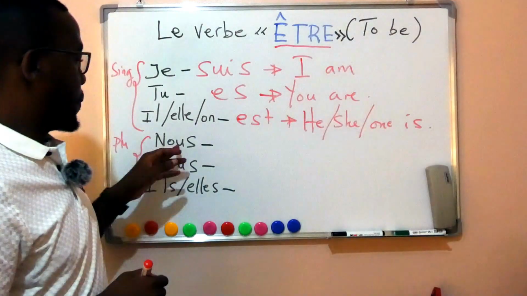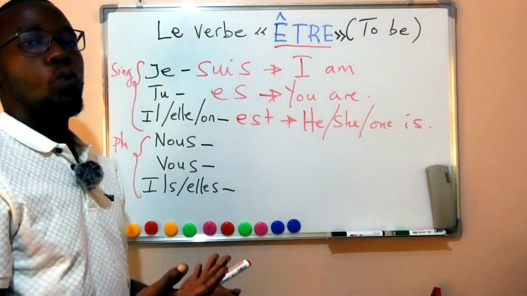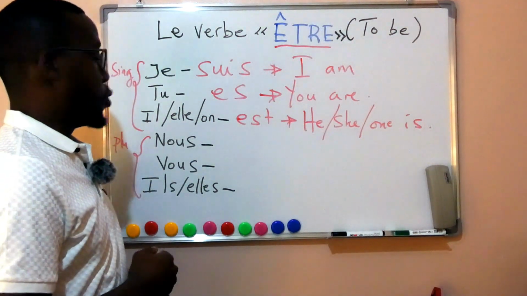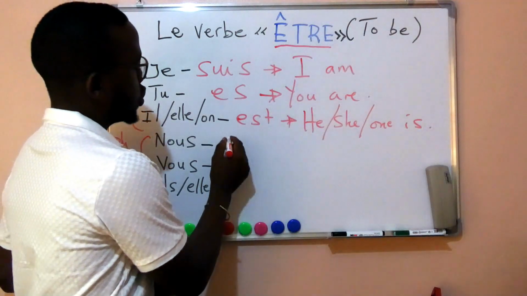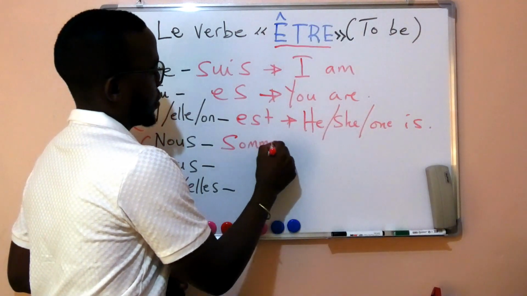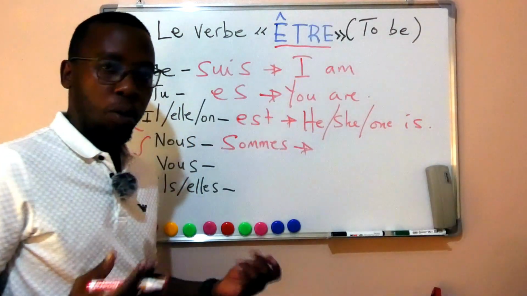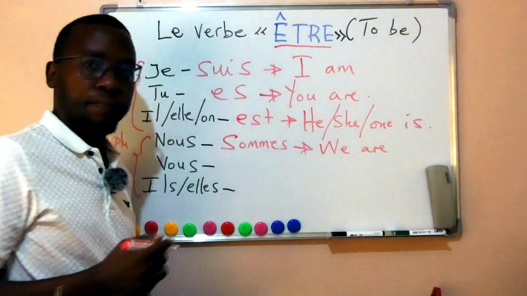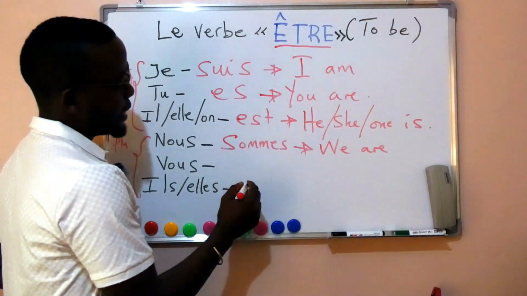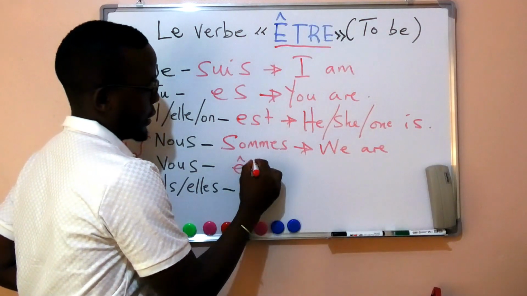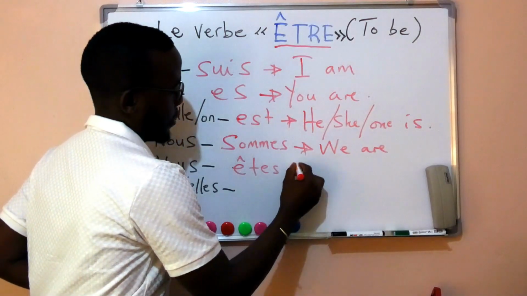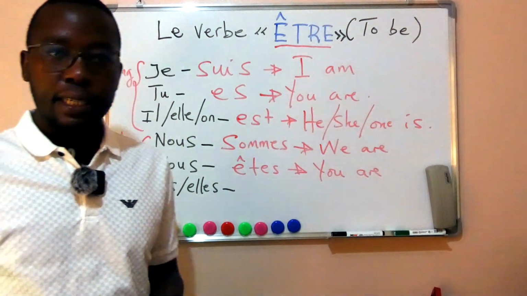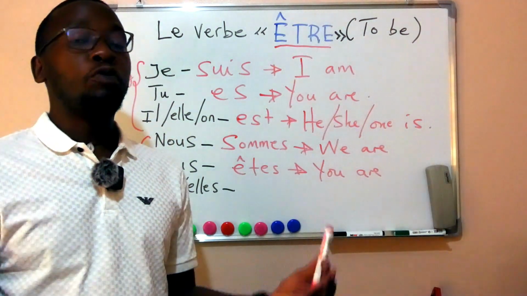Then after that we have the plural. We start with the first person plural, which is nous. In Luganda we say fait. Nous, alors we say nous sommes, which means we are. And then vous êtes, you are. So vous êtes is used when you're talking about very many people.